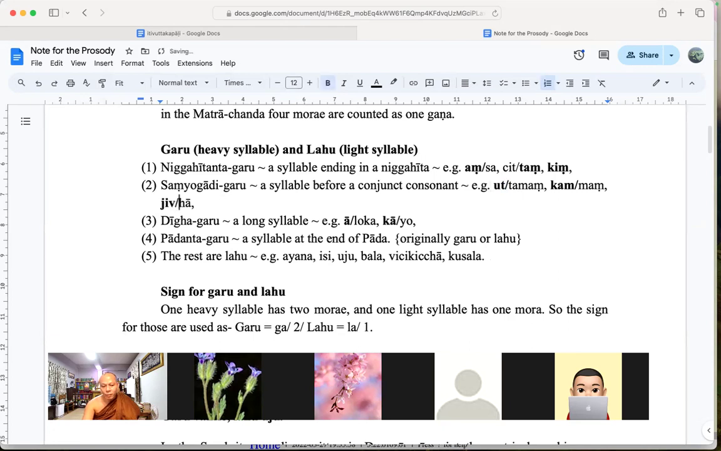Okay. So it doesn't have to be before a double consonant which is the same letter, right? It just has to be 2 consonants, of any kind. Oh, okay. And then regarding the Padanta Garu, like Shadow said, sometimes it can become Garu. How do we know that it should be Garu, or should not be? How to know that? Okay, later.